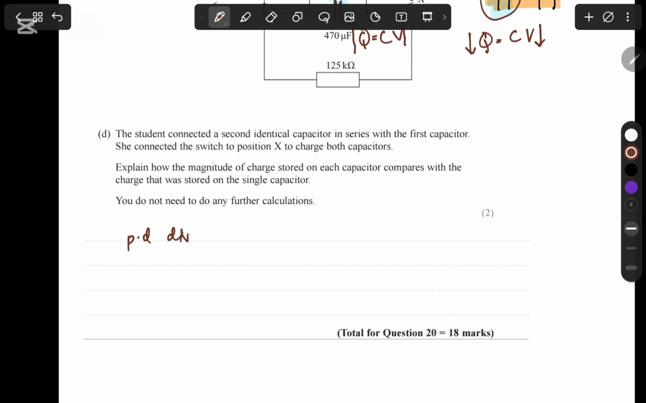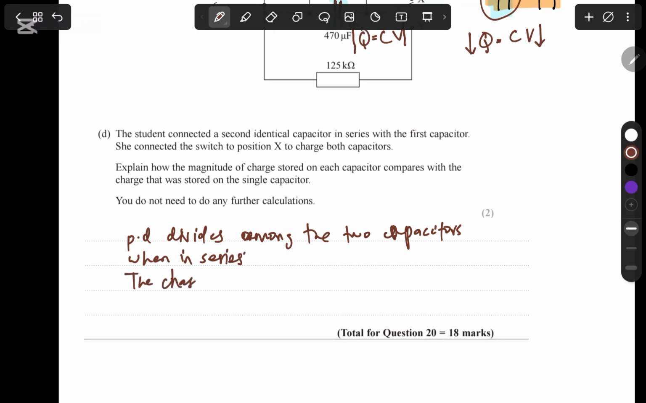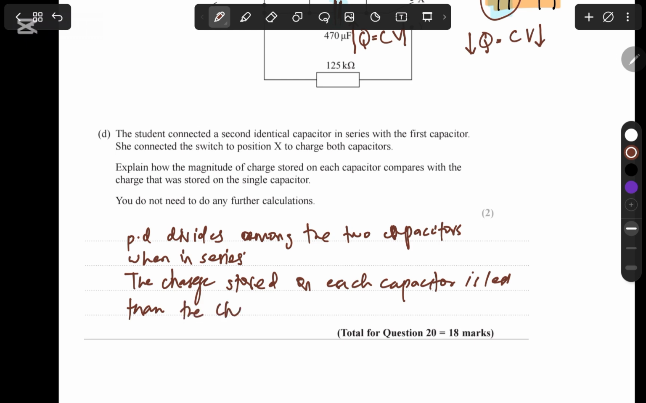Okay, so basically your answer will be that the potential difference divides among the two capacitors when in series. Okay, and then you can write the charge stored on each capacitor is less than the charge on the single capacitor. Okay, that's going to be your answer.